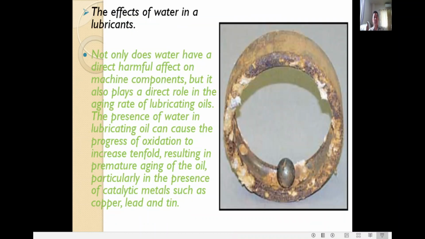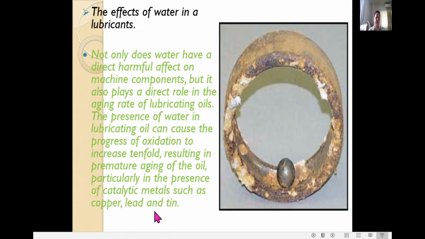So let us proceed now. The effects of water in lubricants. Not only does water have a direct harmful effect on machine components, but it also plays a direct role in the aging rate of lubricating oils. The presence of water in a lubricating oil can cause the progress of oxidation to increase tenfold, resulting in premature aging of the oil, particularly in the presence of catalytic metals such as copper, lead, and tin.